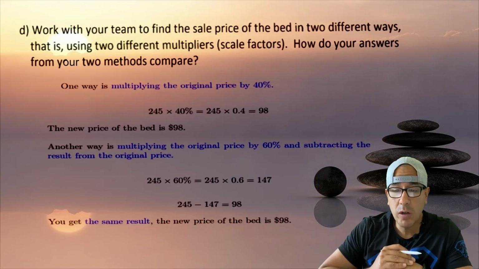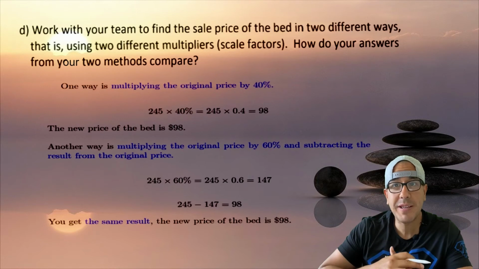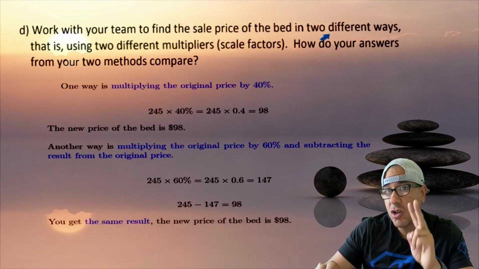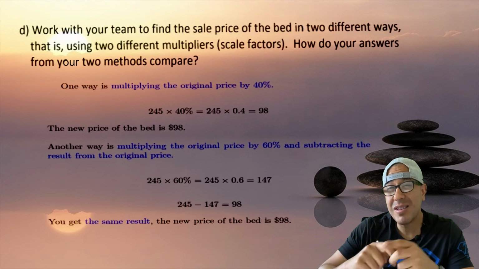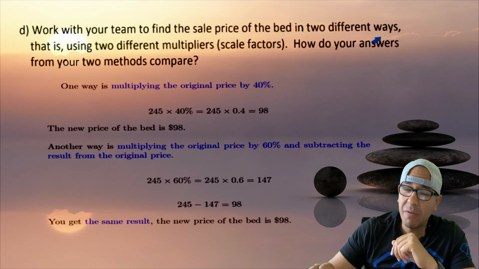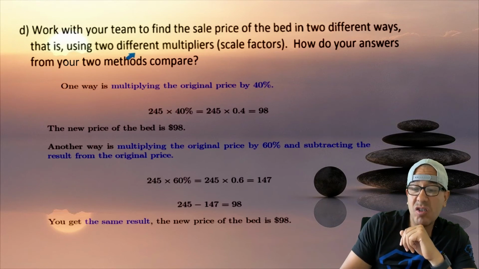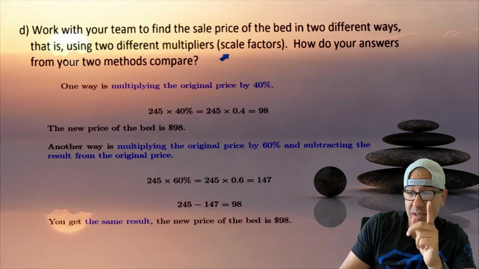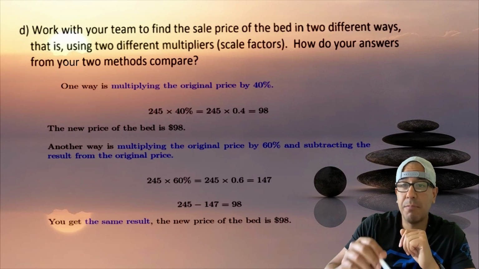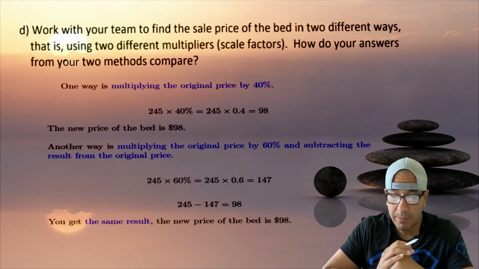Part D, you're going to work with your team. All right, make sure it's a great team, to find the sale price of the bed in two different ways. You're going to do this in English and in Spanish. No, we're going to do this in two different ways. That is using two different multipliers, scale factors. How do your answers from your two methods compare? How do the two methods compare?